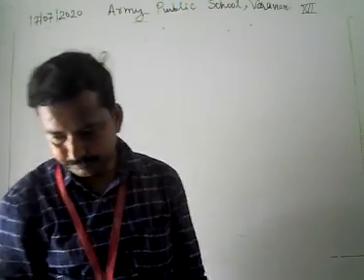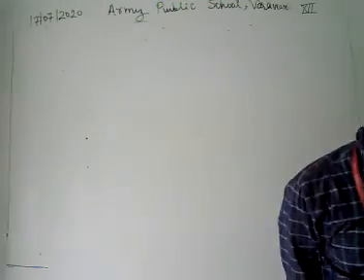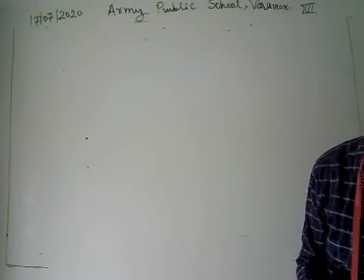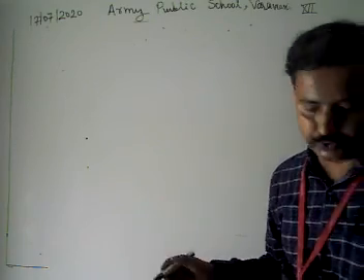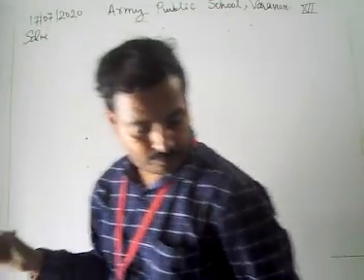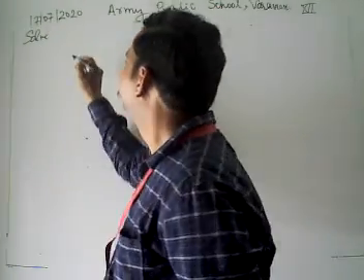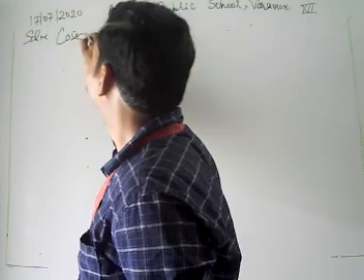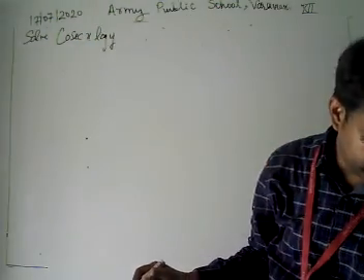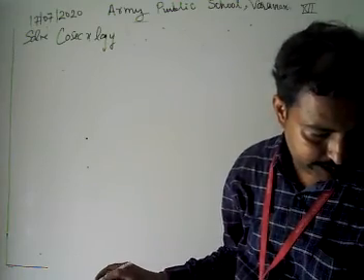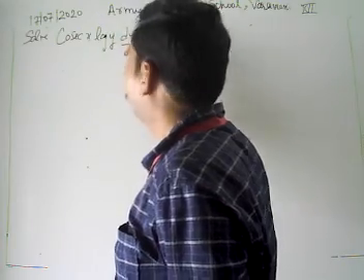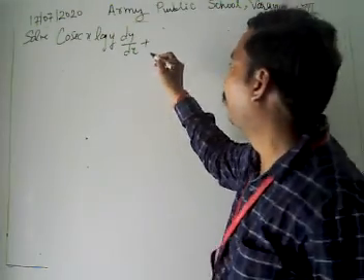Look out. Next problem, what we have been given: solve cosec x log y dy by dx plus x square y equal to 0. Now we have to solve cosec x log y dy by dx plus x square y equal to 0.